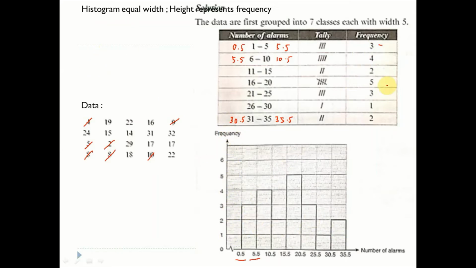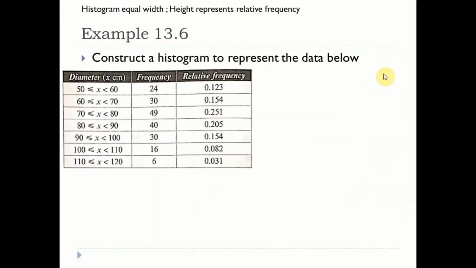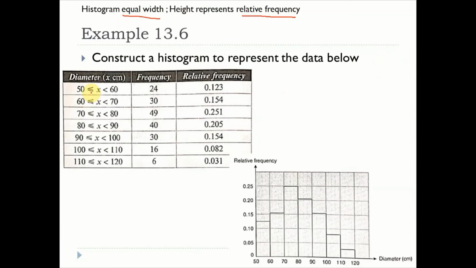Okay, we go to the second type of histogram, which is still the same, equal width, but the height now represents relative frequency. Okay, so this is for example 13.6, it gives data, construct a histogram. I will just show the histogram, the answer looks like this. For this one, the difference from the previous one is that at the top, it is relative frequency. It does not take the frequency, it takes the relative frequency. Okay, it's not 24, it takes this point.